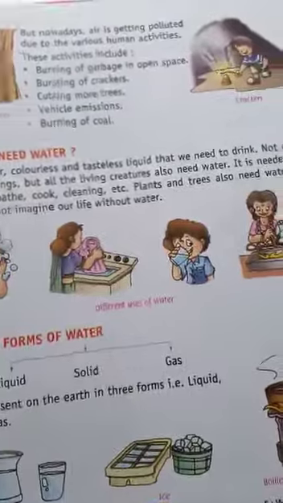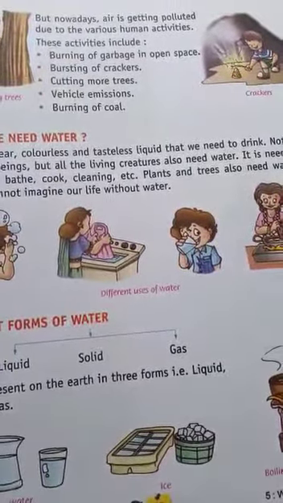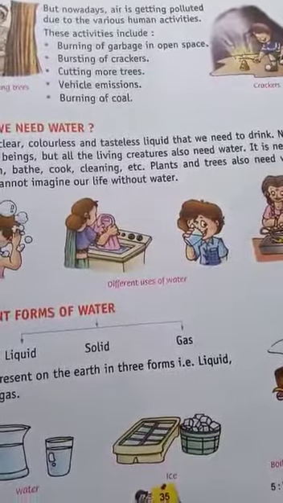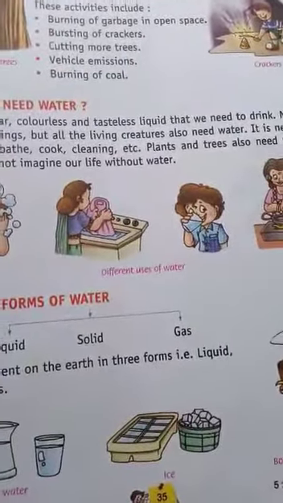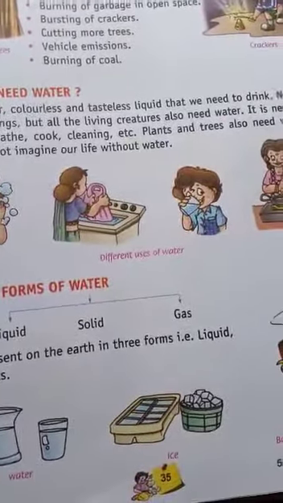So this much for today. In the next class we will study about different forms of water in our atmosphere, how the water is used by our atmosphere in different forms, and how the water cycle is being done.